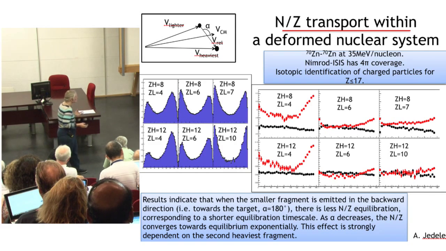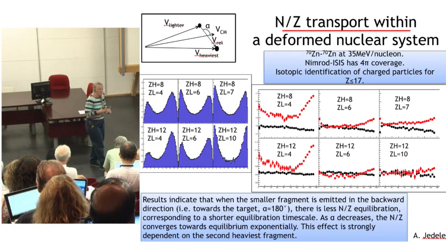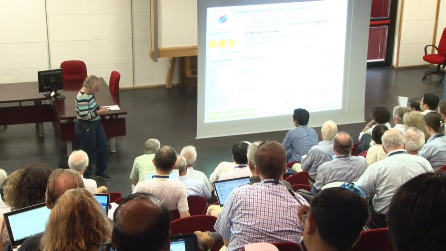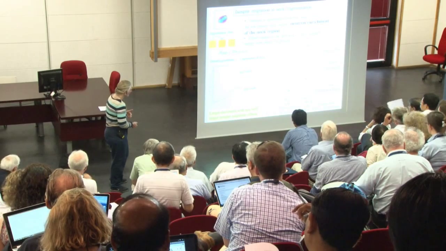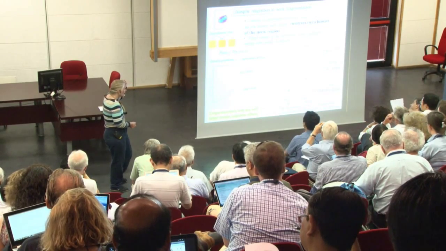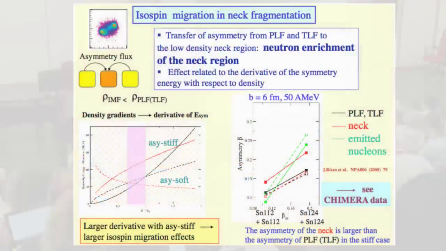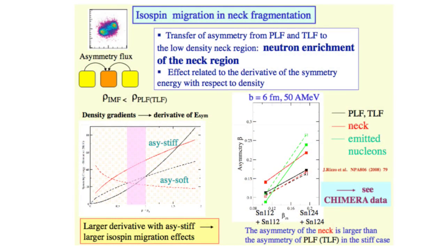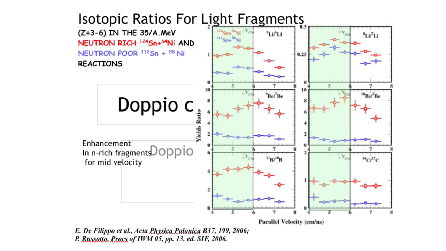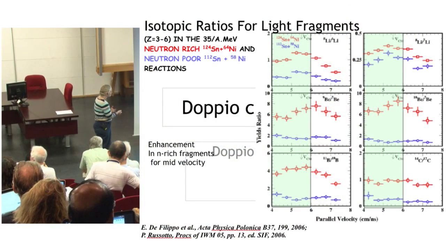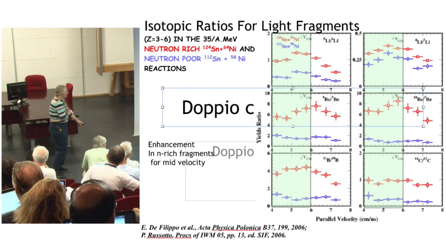Okay, so we've talked a little bit already about neutron migration into the neck, and you can connect that back to looking at what happens with the derivative of the symmetry energy around normal nuclear density, so that you get this larger derivative with the ASI-stiff and larger isospin migration effects. Some nice comparison to the Camara data, where you can then look at light fragments and the isotopic ratios here, where you have this enhanced neutron richness in these fragments at mid-velocity.